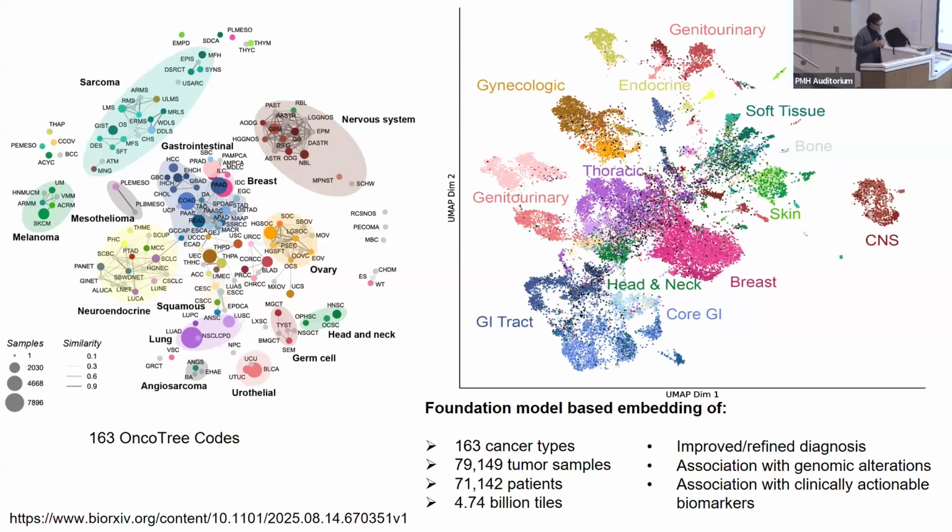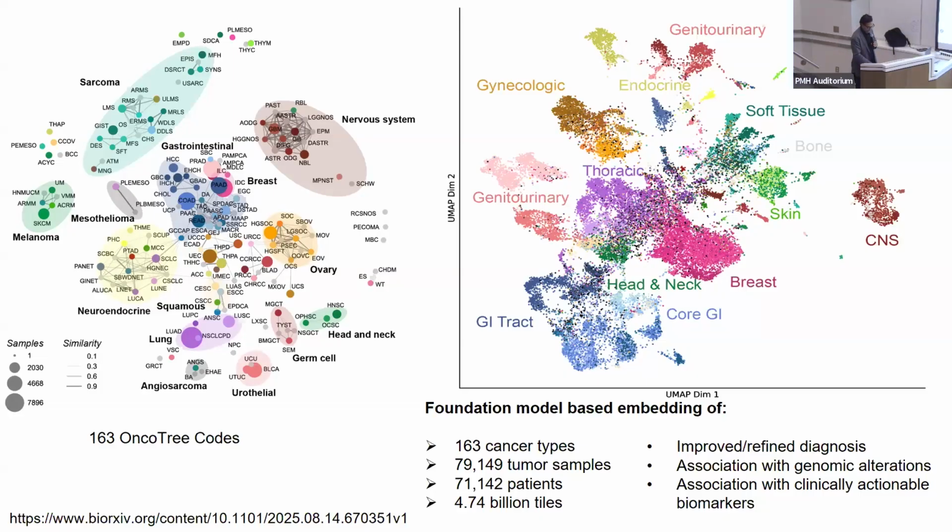Where we think this is potentially helpful is improved, refined diagnosis, making associations with genomic alterations, and potentially inferring clinically actionable biomarkers. From the histology side alone, you could potentially stratify patients onto a given therapy based on the information content in that image, without having to do the genomic testing in the first place. You can imagine that would be quite useful in resource-constrained environments or where there are time pressures to make a decision.